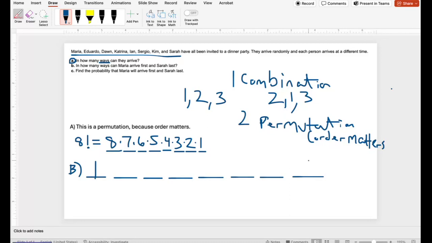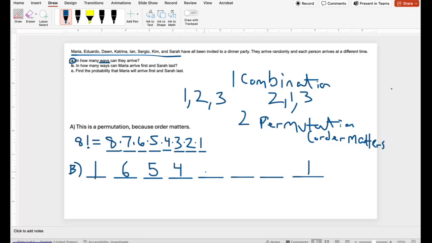And for the last space, we only have 1 choice. Make sense? So if those are fixed in those spots, then we really only have 6 other sections where it can happen. So for this spot, we have 6 choices. And then one of the people, maybe Eduardo's here, and so he's no longer a choice. And then in this spot, we have 5 choices. Maybe Katrina's there, so she's no longer a choice either.